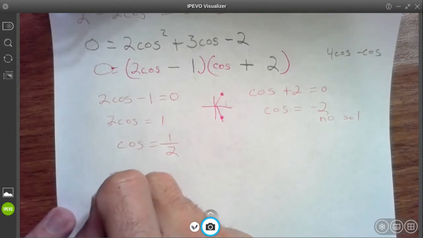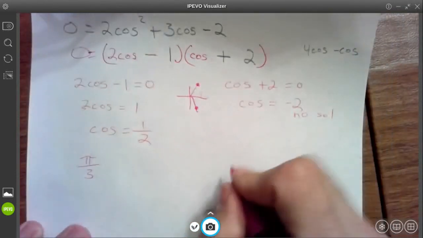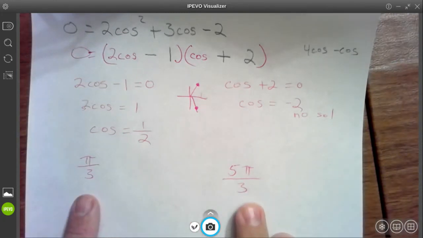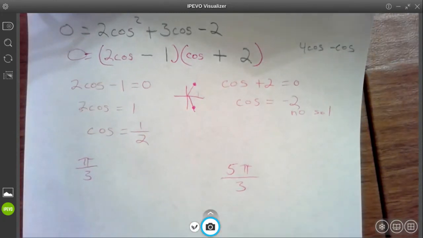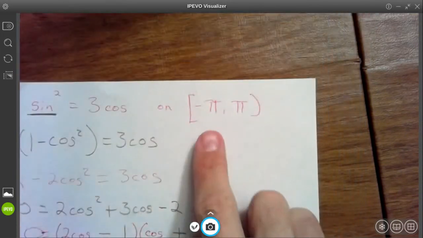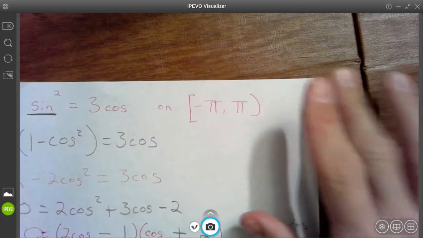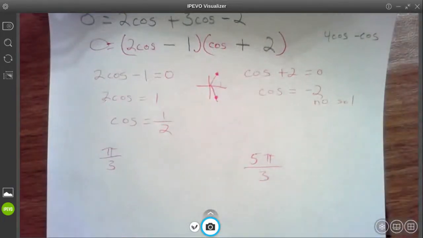I got pi over 3 and 5 pi over 3. I'm separating them out real good so that way I can mess with them in the next part of this video. So these are my base solutions, and the next thing is going to be seeing if they are on this interval. And I'm actually going to find all the solutions on that interval.